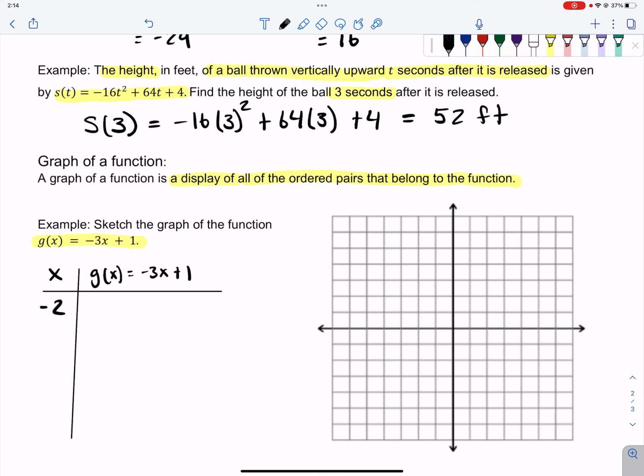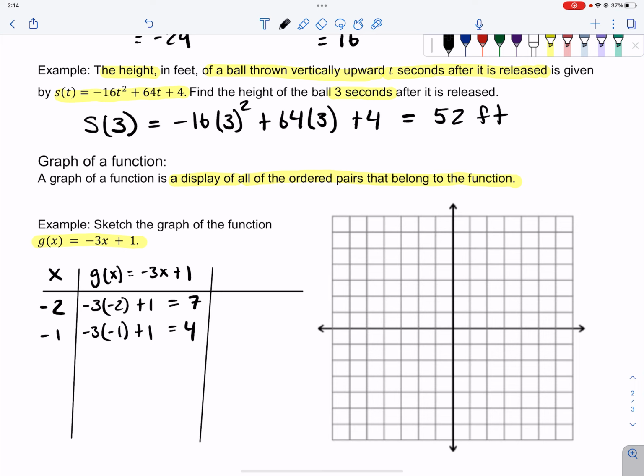So maybe let's start off with negative 2. If we replace our x in our function with negative 2, we have negative 3 times negative 2 plus 1, which gives us 7 because the negatives cancel. And then maybe if we have negative 1, negative 3 times negative 1 plus 1, that gives us 4.